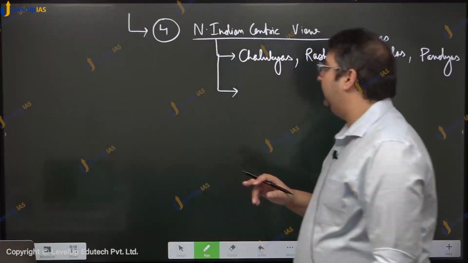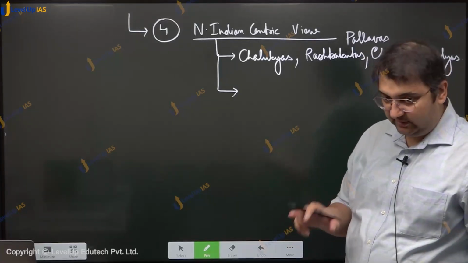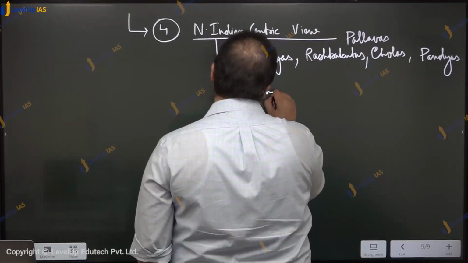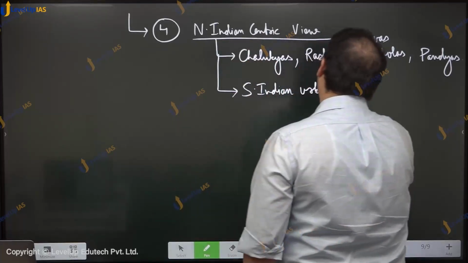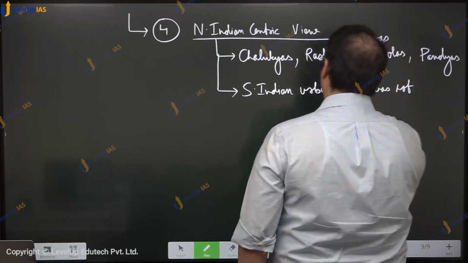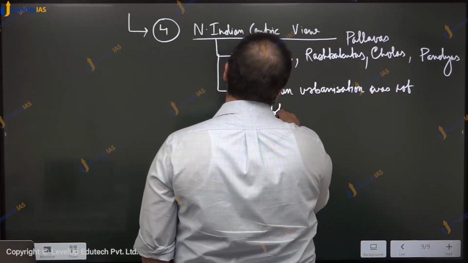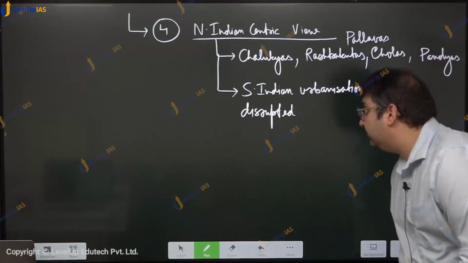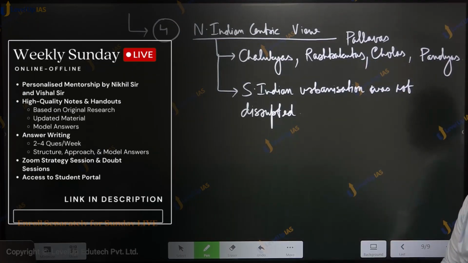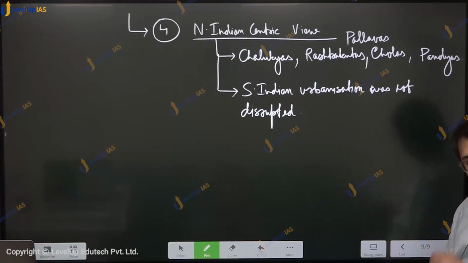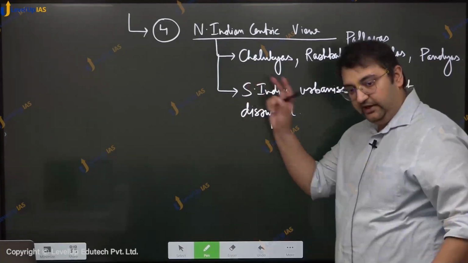In South India, the process of urban development that had started with the Sangam age continued unabated. So in South India, urbanization was not disrupted at all. In fact, we witnessed the emergence of a number of new cities such as Gangaikonda Cholapuram, Kanchipuram, Rameshwaram, etc. Right? During this period only.